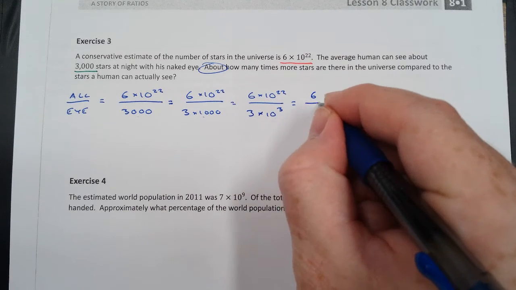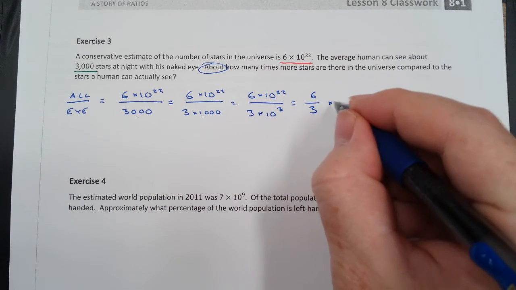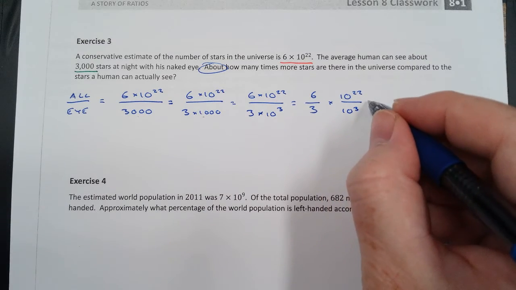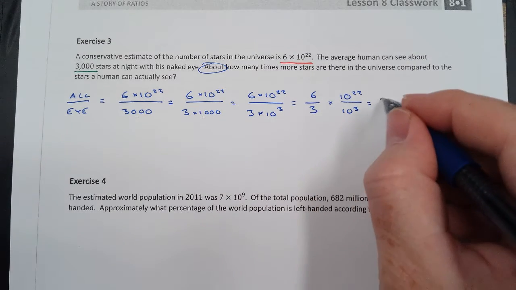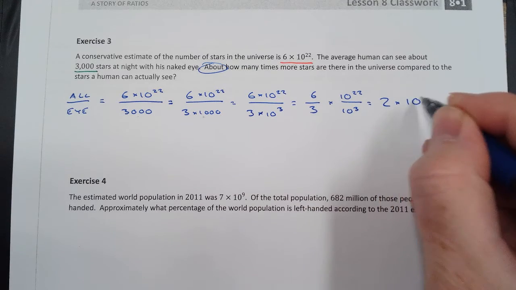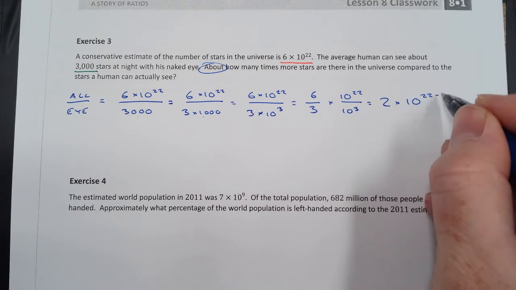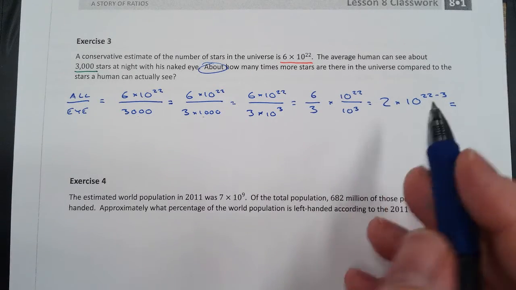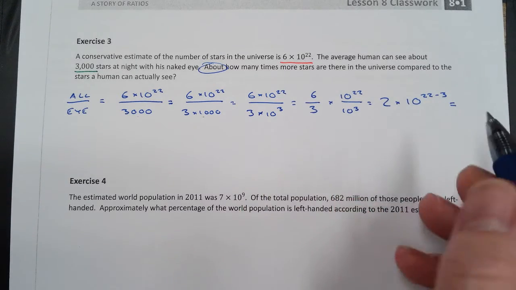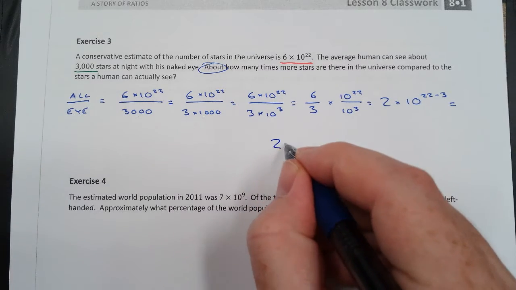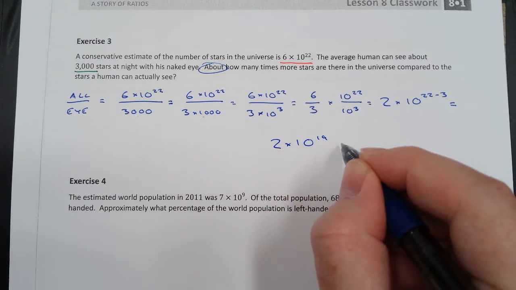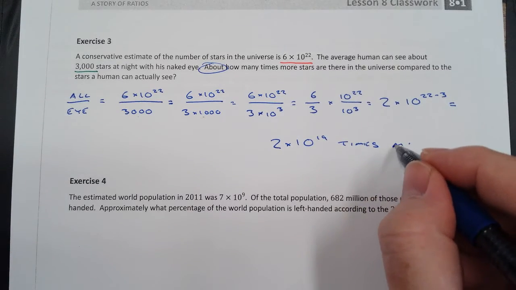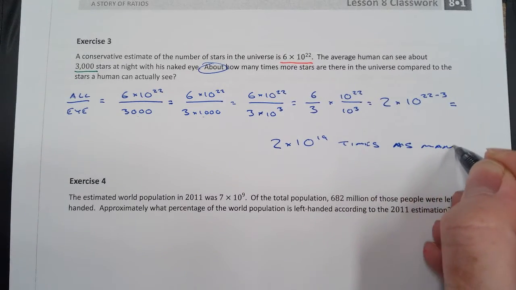I separate the sections, 6 over 3 times 10 to the 22nd over 10 to the third. 6 divided by 3 is 2, and you know right here that we take the 22 minus the 3. So how many times more stars can you see? In the universe, there is 2 times 10 to the 19th times as many stars as you can see.